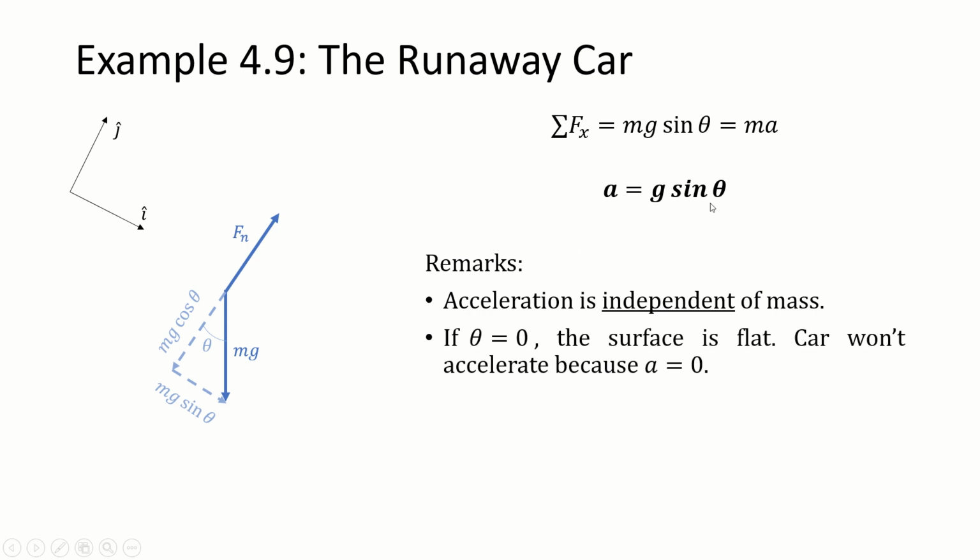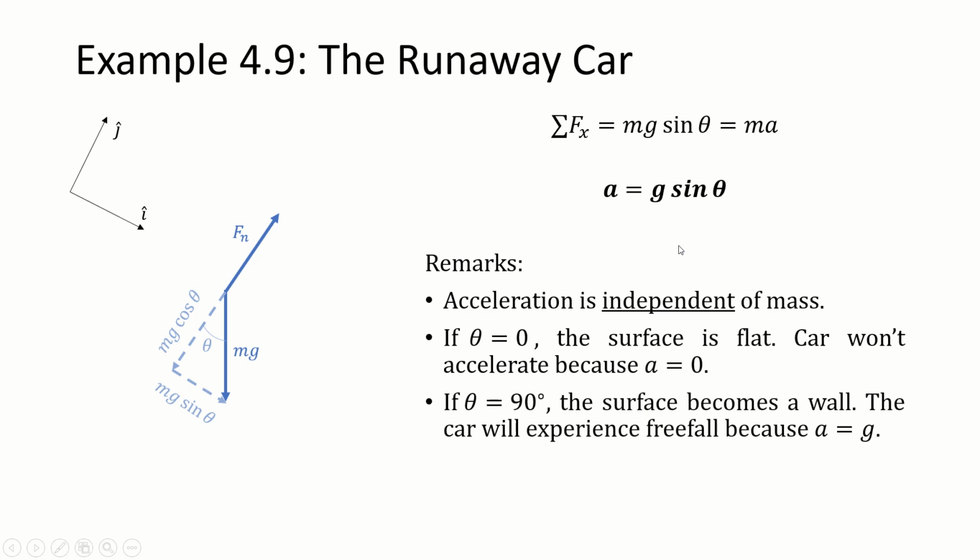So let's work with extreme cases. What if theta is equal to 0? That means you won't have an incline, the surface will be flat. The car won't accelerate because at that point in time, it's just going to be resting on the surface. Mathematically, when theta is equal to 0, you have a is equal to g sine 0, which is also 0. And let's work with the other extreme.